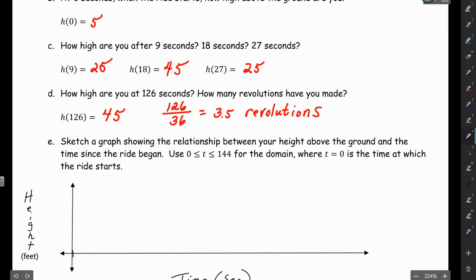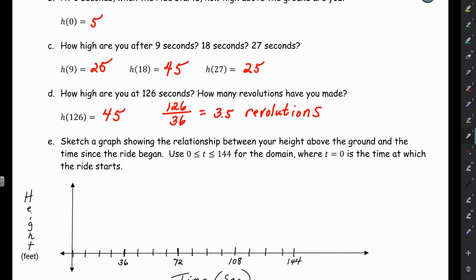So we have 1, 2, 3, 4, 5. That's the first cycle. Then 1, 2, 3, 4, 5. 36 plus 36 is 72. 1, 2, 3, 4, 5. 36 plus 72 is 108. And 1, 2, 3, 4, 5. 36 plus 108 is 144.